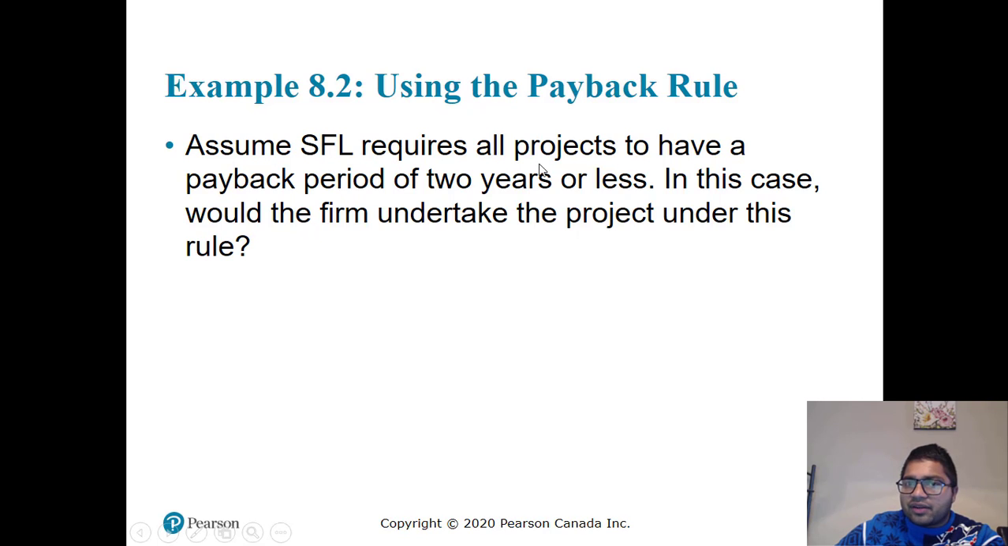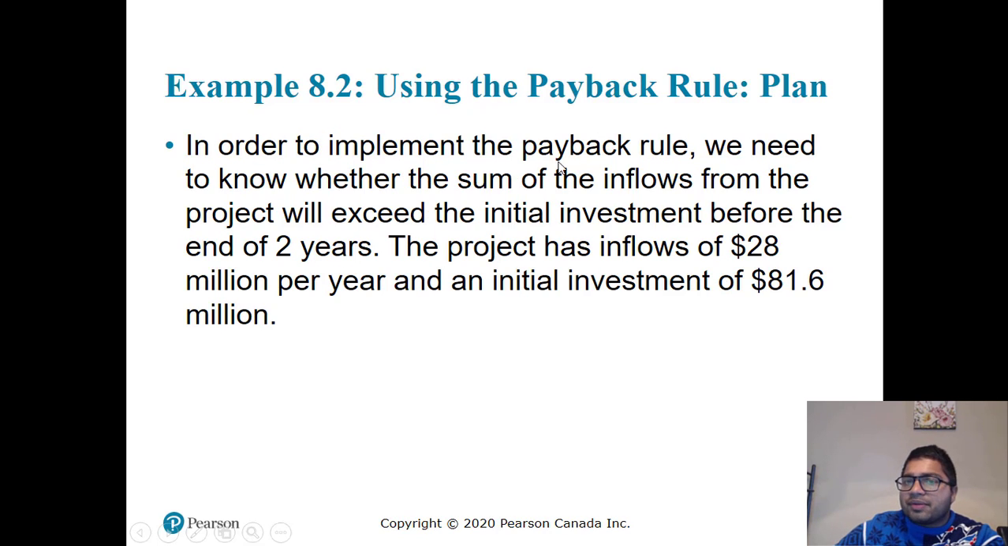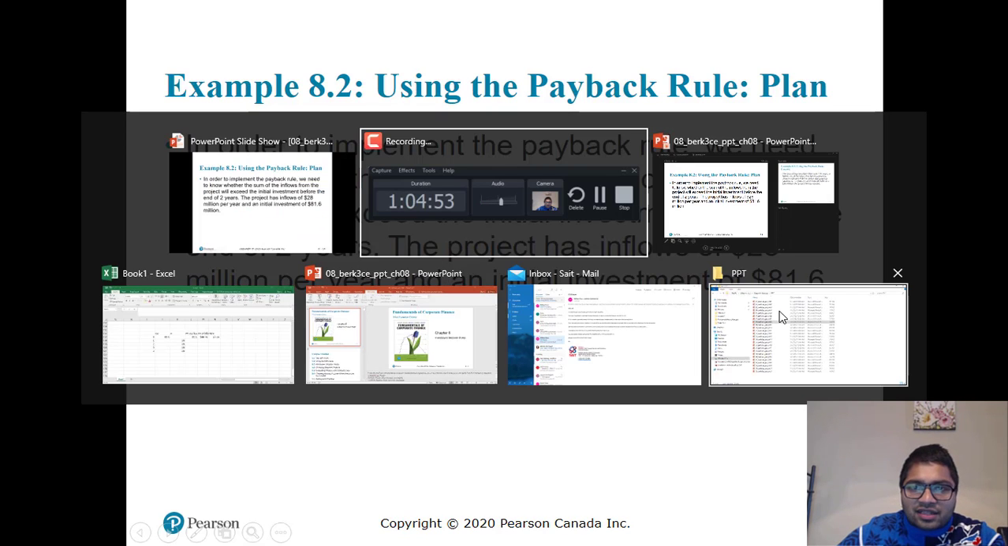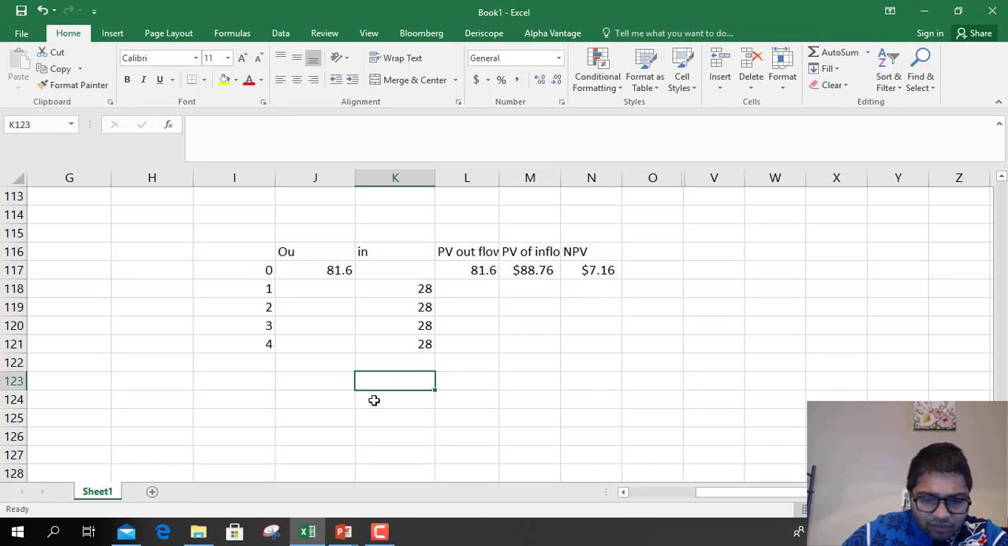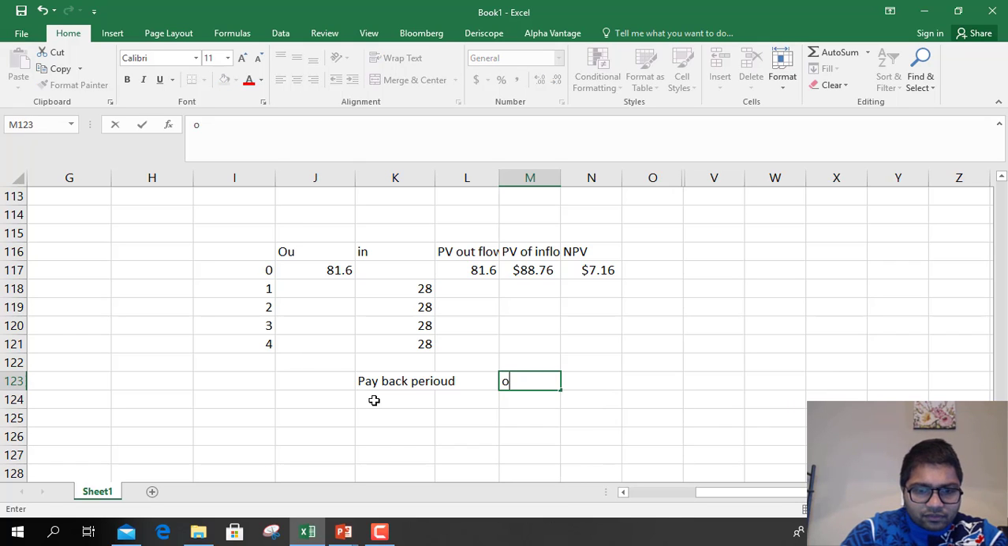Assume that the SFL company requires all projects to have a payback of 2 years or less. In this case, should the firm undertake this project? To implement the payback rule, we need to know whether the sum of inflows from the project will exceed the initial investment at the end of 2 years. The project has inflows of 28 million per year and an initial investment of 81.6. So how do we calculate payback? The payback period is nothing but total outflow divided by inflow.